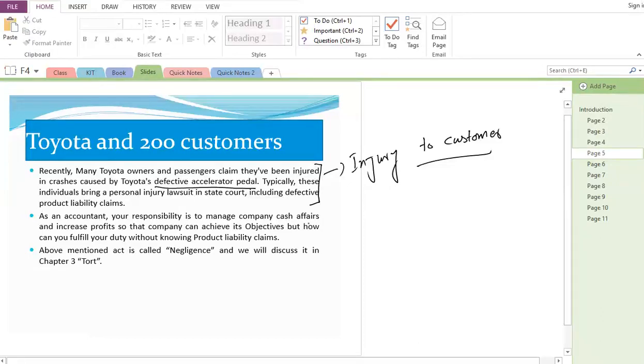A defective product will cause damage to the reputation of the company, and not only to the reputation, but it will also decrease the profits of the company. Yes, this is an ultimate responsibility of the production department, the manufacturing department, but the accountant also has a secondary responsibility in it, and this is called negligence, and we will discuss negligence in chapter 3. So this is also part of our course plan.